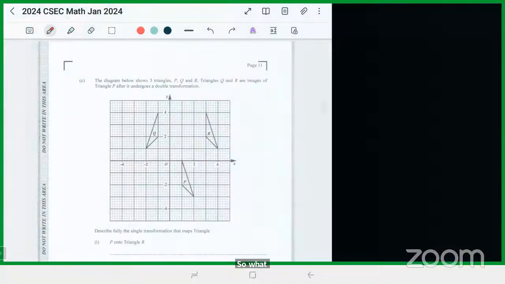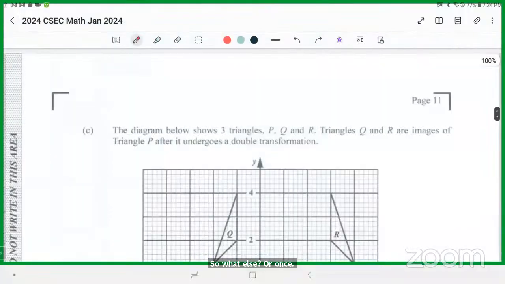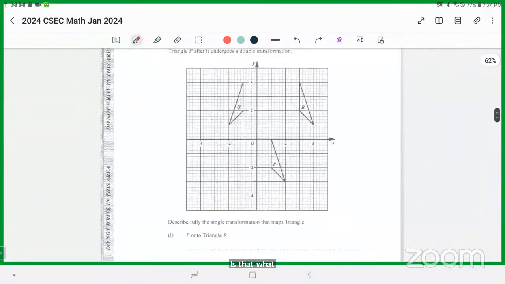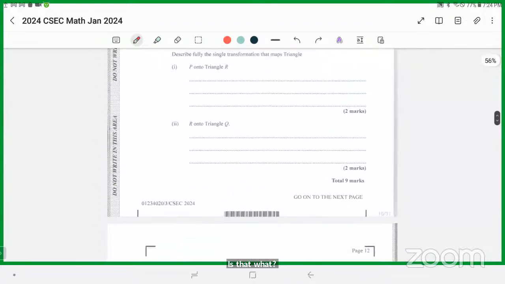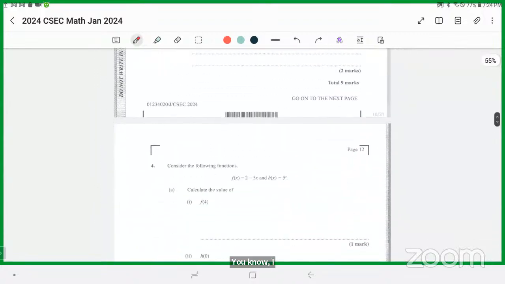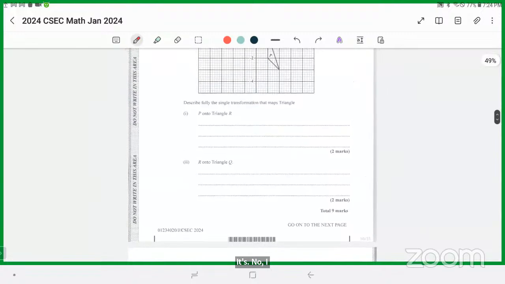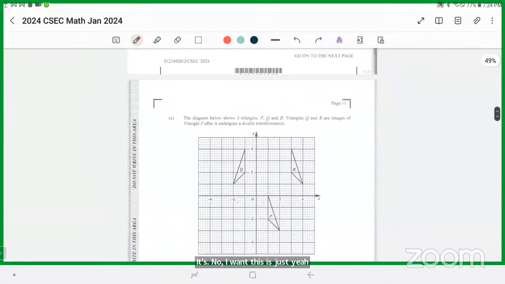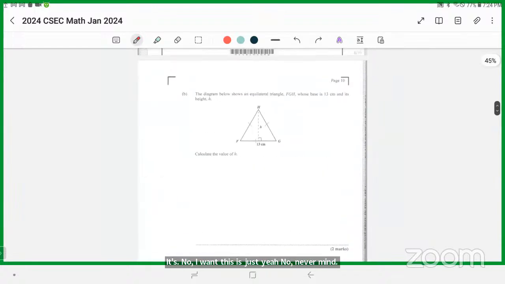It's not that part of C. You don't want this? No, I want this. No, never mind. No, I have to say which question you want to do.